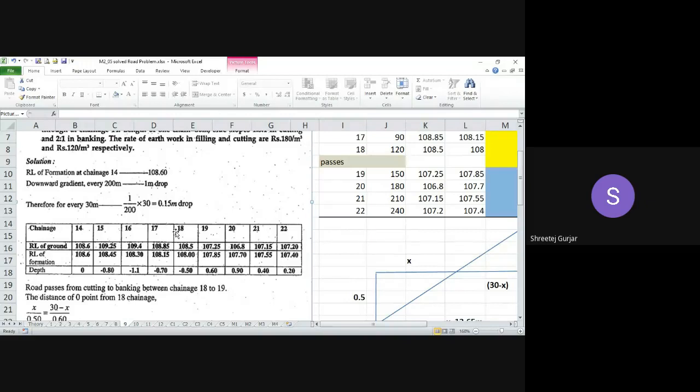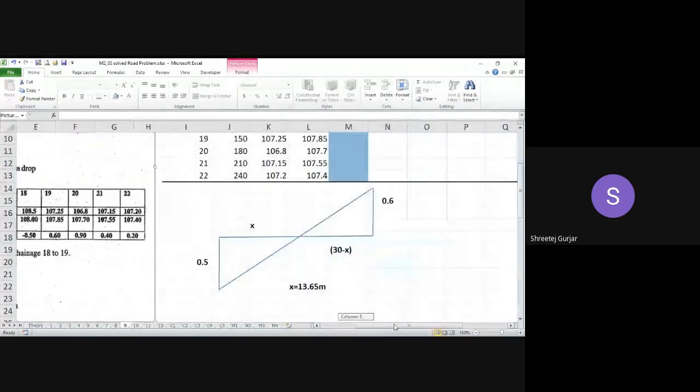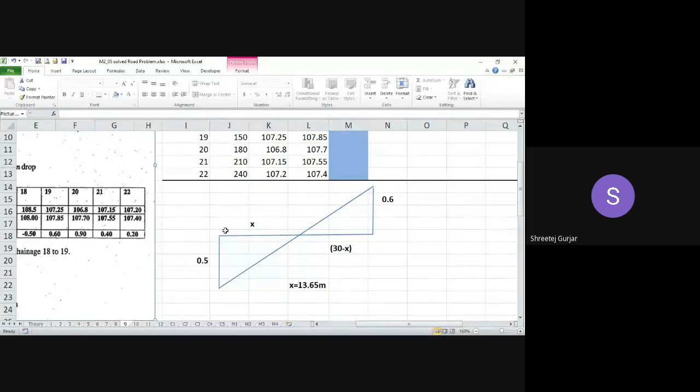So now we have to calculate using the similar triangle rule, which I have drawn over here, somewhere between chainage 18 and 19. So each chainage is how much? 30 meters. So this total distance is 30 meters. Let me consider this length of the triangle as x. This will be automatically 30 minus x. At this chainage it is minus 0.5, and at this chainage it is plus 0.6. So using the similar triangle rule, I have calculated x as 13.65 meters. So what will this be? 30 minus x. 30 minus 13.65 is 16.35 meters.